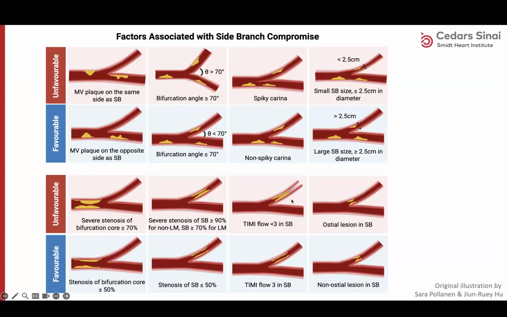Then also look at the TIMI flow. If the TIMI flow is less than 3 in the side branch at baseline, that indicates impaired perfusion, often due to existing lesion severity and microvascular dysfunction. Lower flow suggests the side branch is more vulnerable and less likely to tolerate any additional obstruction compared to TIMI 3 flow. And then ostial lesion location of the side branch. If the lesion is located proximally or ostially on the side branch, closer to the bifurcation, the side branch is more likely to be compromised. You can predict the risk of side branch occlusion using the RESOLVE score.